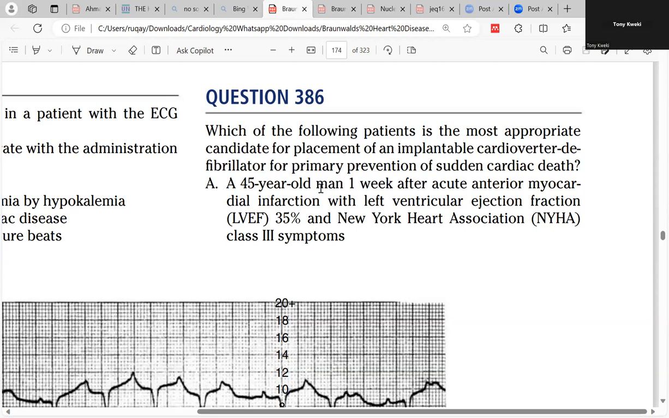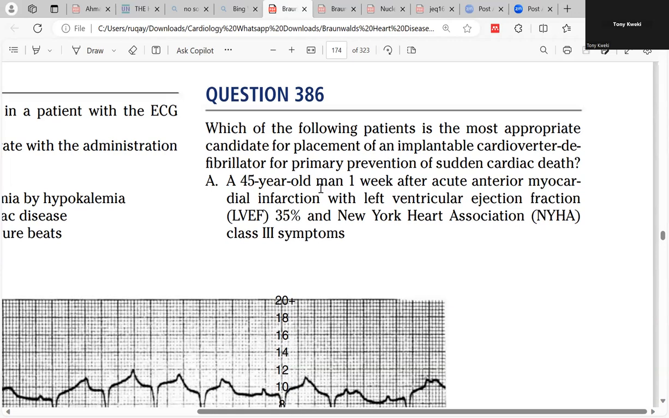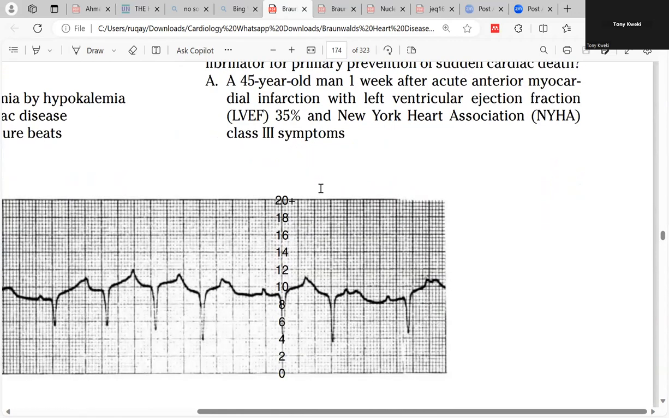But the primary prevention indications. So A says a 45-year-old man, 1 week after acute myocardial infarction, with left ventricular ejection fraction 35% and NYHA class 3 symptoms. Patients who have had an MI do not get an ICD until they're reassessed about 40 days after the event. This one says 1 week after, so it's too soon. So this patient is not an appropriate candidate for an ICD.